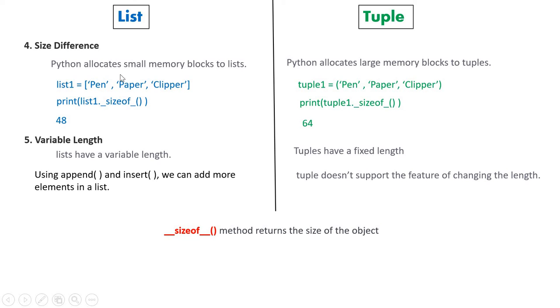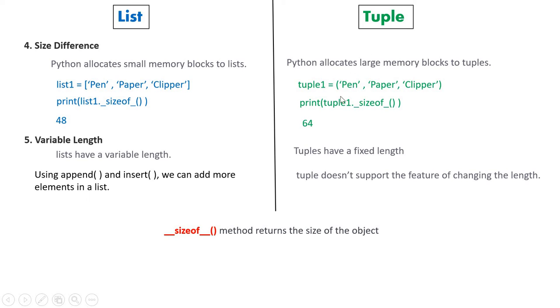In case of a list, a small memory block is provided when you are creating a list. For example, I created this list and these are the elements. Initially this will be provided 48 bytes, right? And if you want to know the size of the list, you can use the sizeof method, right? This will return the size of any object. As we know, a list is also an object. So if I print it and use the list1 sizeof function, it will return the size of that particular list1 object, right?